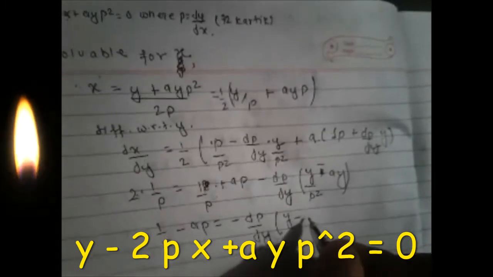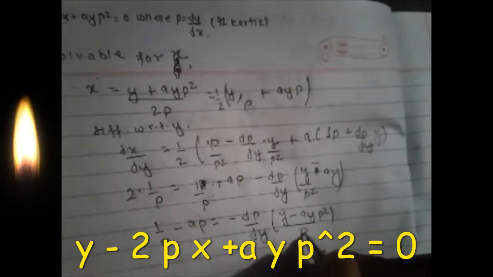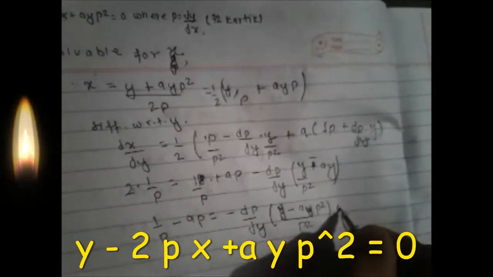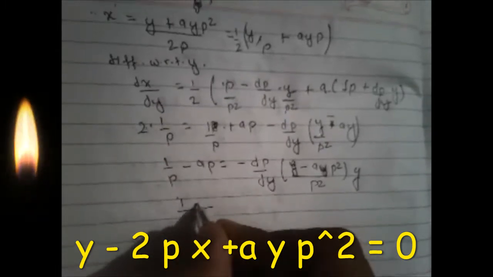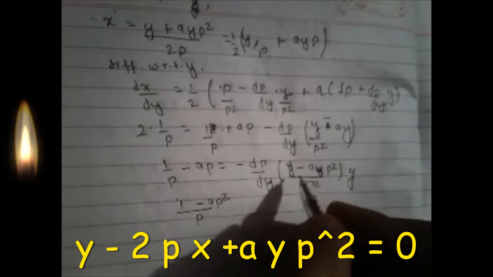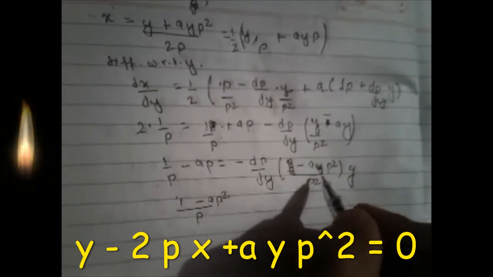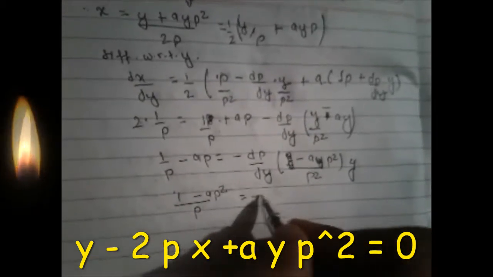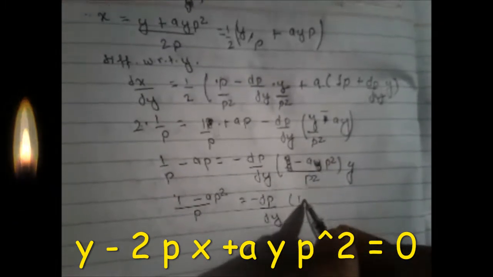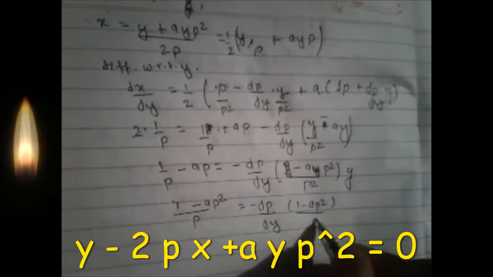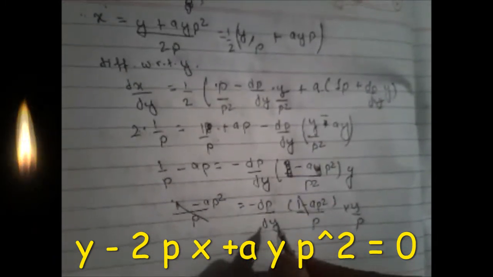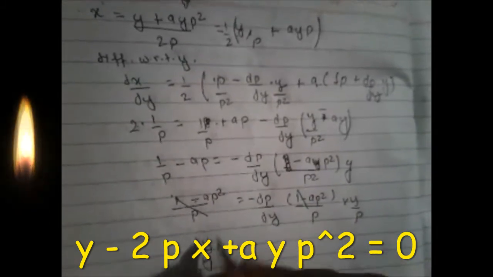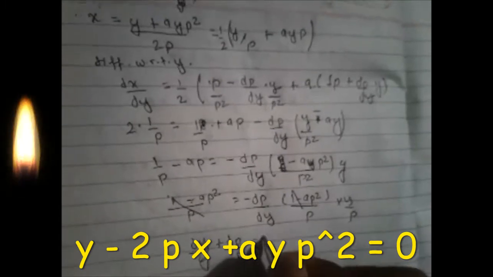Take LCM and solve, y minus a y p square upon p square. You can take this 2y outside and then solve 1 upon p minus ap square. Here also 1 minus ap square upon 2p. So let us solve minus dp by dy, 1 minus ap square by p into y by p. This and this cancel each other, and minus is here, dy moves here and y moves downside, dy by y remains, minus dp by p on the other side becomes plus dp by p is equal to 0.